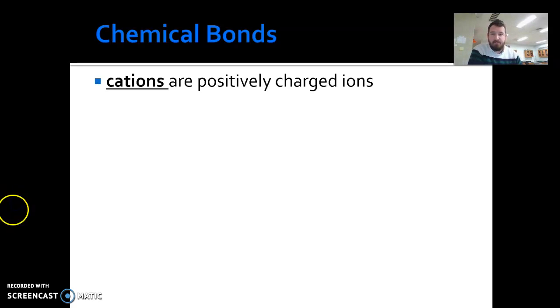Let's begin. All right, so first we'll talk about cations. And these are positively charged ions. We talked before in a previous section about how ions are just elements or compounds with a charge. And if they have a positive charge, we're going to call them cations.